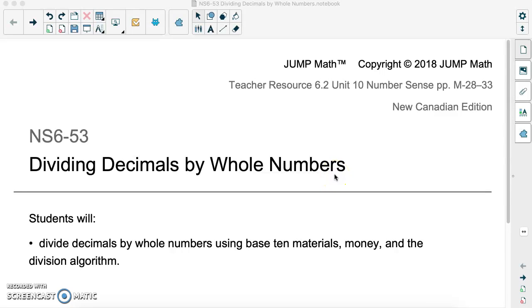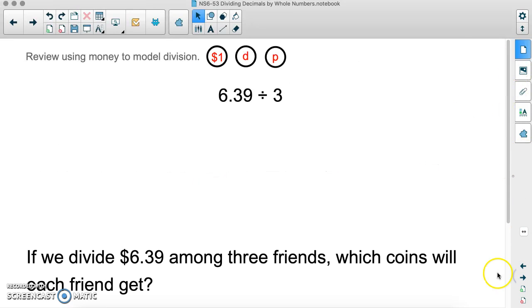Today's lesson is on dividing decimals by whole numbers, so it'll just be an extension lesson from the last one that you watched. So today students will divide decimals by whole numbers using base 10 materials, money, and the division algorithm. So let's get started.